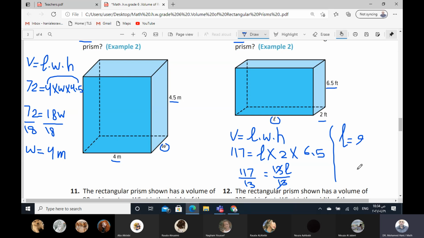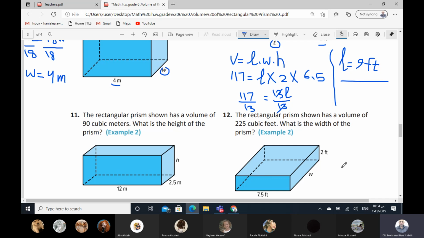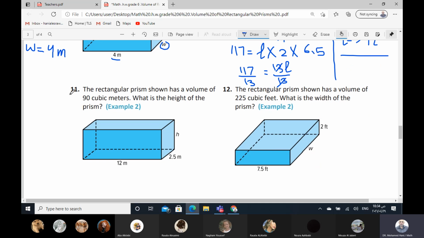Who can tell me what is the unit here? Great. So the unit will be feet. Who can read exercise number 11? Sir, can I read it?